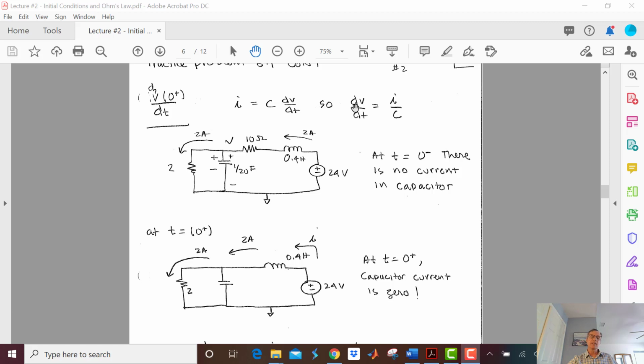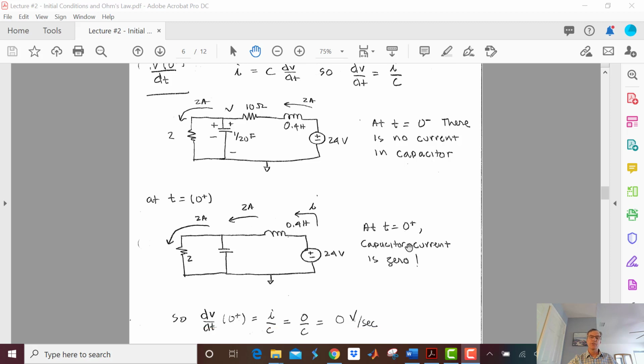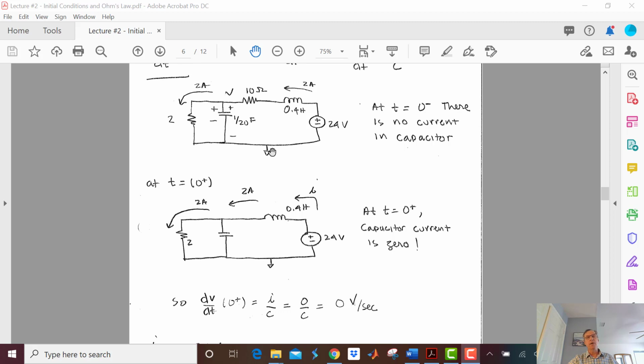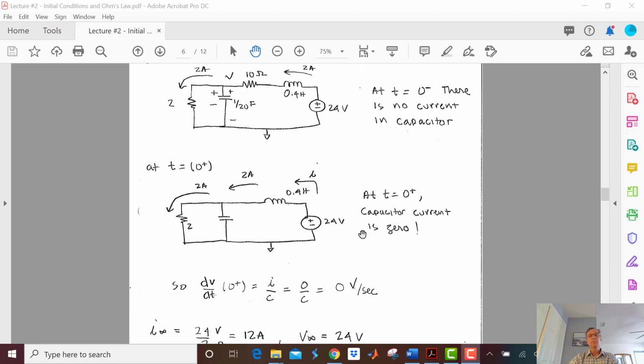So dV/dt is going to be I over C, which is 0 over C, which is 0 volts per second. A little tricky, make sure you're good with this. The voltage at the capacitor was 4 volts. It can't change. So that means there's 4 volts here, there's 2 amps here. Here I have 2 amps because I can't change my inductor current quickly. So this 2 amps and this 2 amps leaves me nothing here. So I got no current in that capacitor. That means I got no dV/dt.